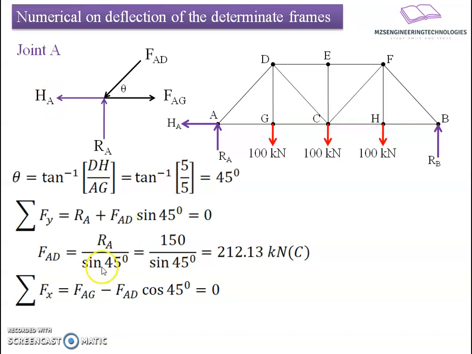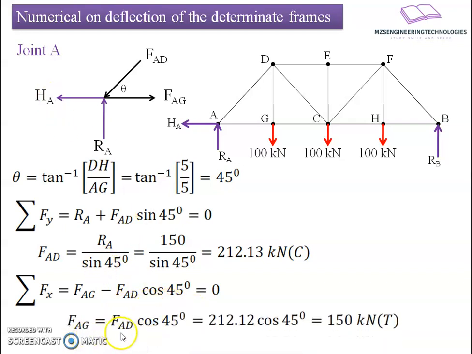HA is 0, that's why I am not considering it here in the equation. This results in a value of FAG equals FAD cos 45 degrees, which comes to 150 kilonewton tensile in nature. I will mark these forces on the diagram so as to have a ready reference for the next joint.